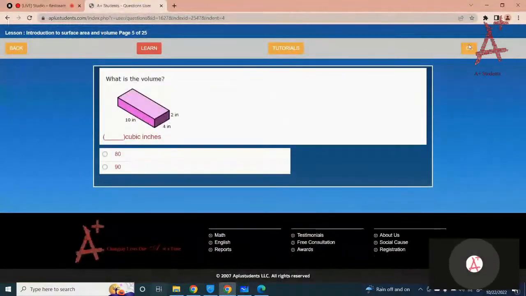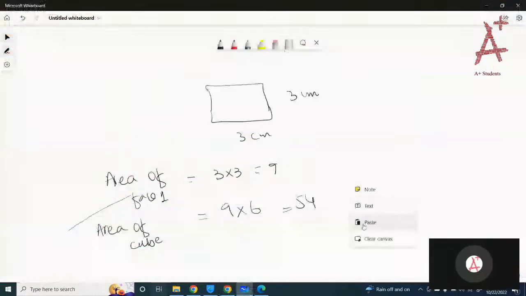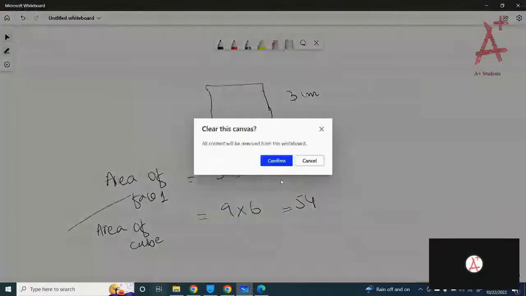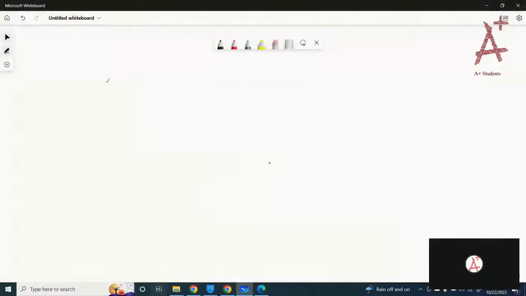Okay, what is the volume? You have to find the volume of the rectangular prism. So you have to multiply length times width times height. Got it? So the values are: length is 10, width is 4, and height is 2.